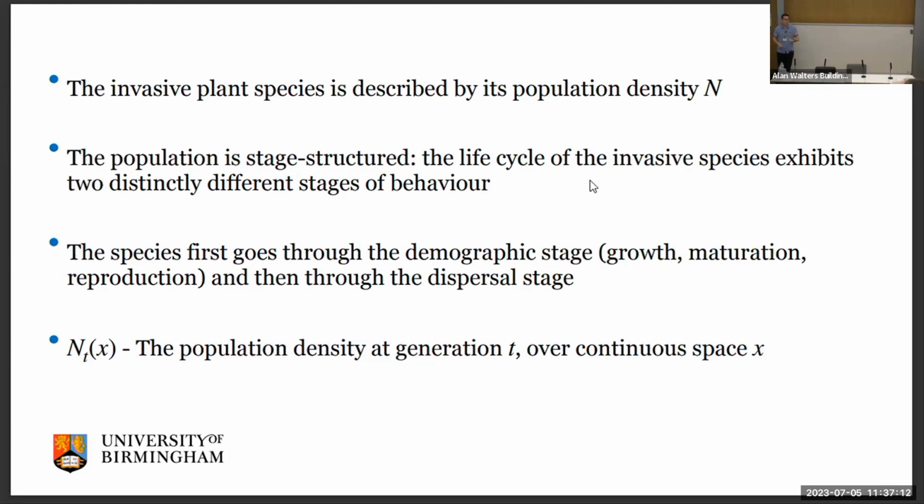So there's going to be a growth component, so births and deaths of the species, and then there's going to be a separate dispersal component. We're going to have non-overlapping generations for our model, and we will just describe the population density at a particular generation by n_t here.